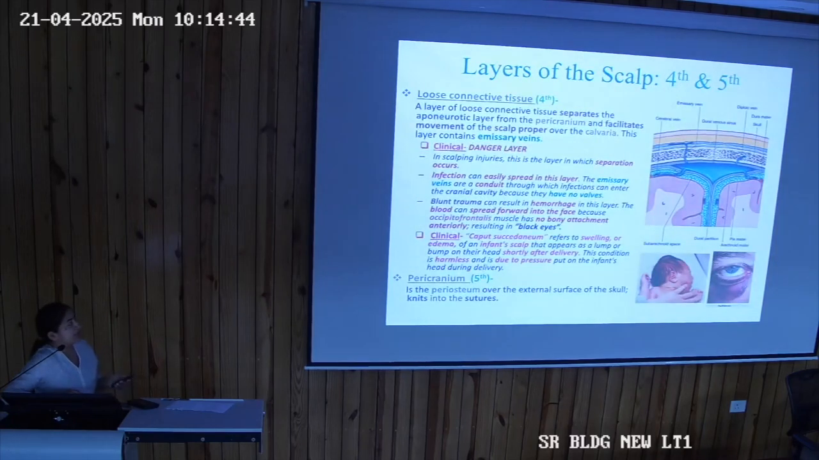Then next, coming to the fourth layer, the loose connective tissue layer. Though it is loose connective tissue, it is the danger layer. This layer separates the third layer, that is the aponeurotic layer, from the pericranium and facilitates the movement of the scalp proper over the calvaria. The skull cap is called the calvaria. Now this layer also contains the emissary veins. So the danger is because of these emissary veins.